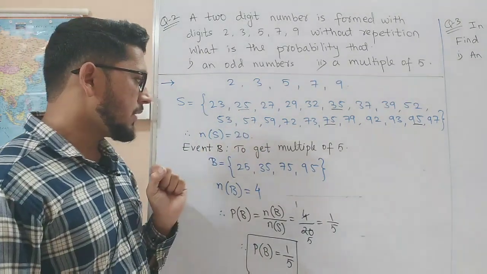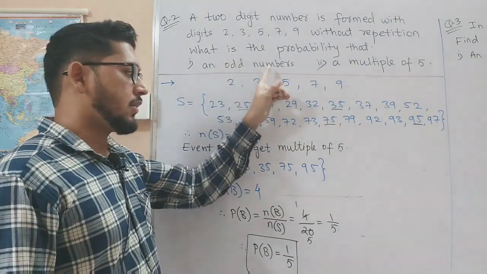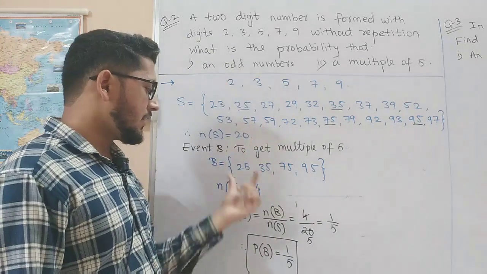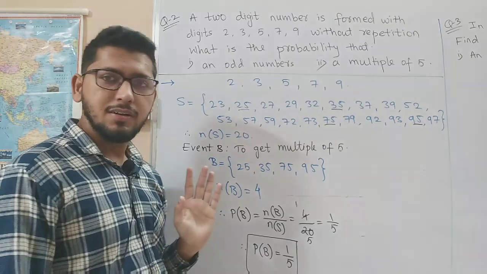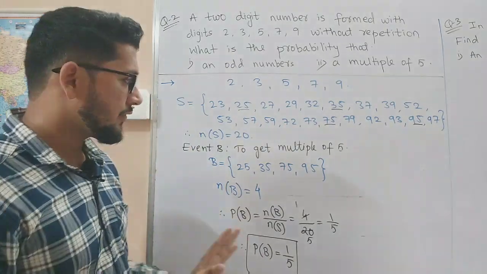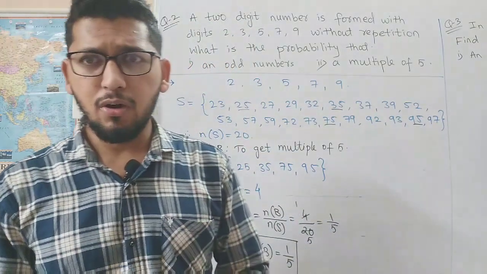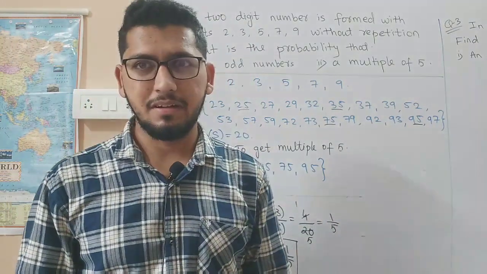After writing the sample points, we have checked the odd numbers and calculated the odd numbers and their events. After that we have taken the multiple of 5 and their events. Understood? So with this we have completed today's first lecture, and I hope you understood this example. In the next lecture we will proceed with another example.